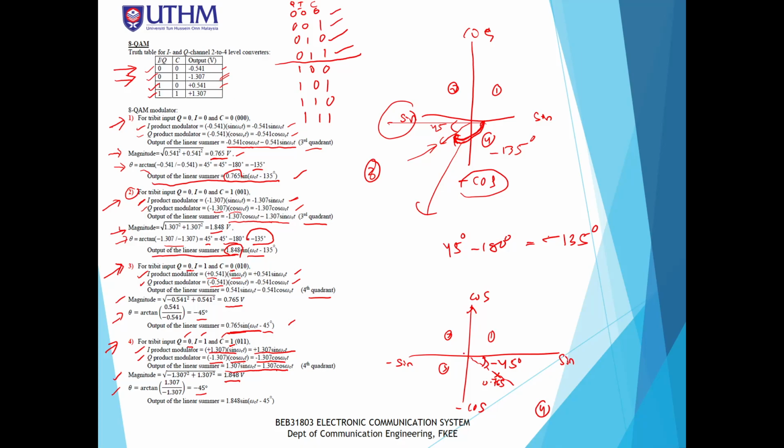Again, the same 45 degrees. And we can simplify the output as a sine function, which is 1.848 sine omega ct minus 45. So the amplitude here is going to be 1.848, which would be somewhere here. And the angle would be negative 45 degrees. Okay, so you see that this is for the 0 0 1 0 input and also the 0 0 1 1 input.